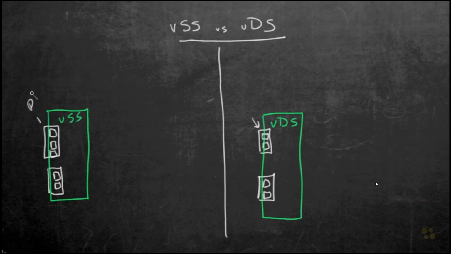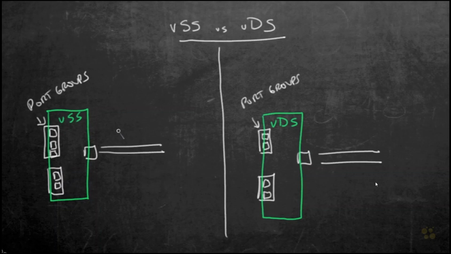But the concepts of port groups are similar. That's where virtual machines and VMkernel adapters logically connect to the switch. And regarding uplinks, we have similar options. So let's start off by taking a look at some of the features that are applicable to both flavors of switches. One is security, referring to the security section regarding the switch.